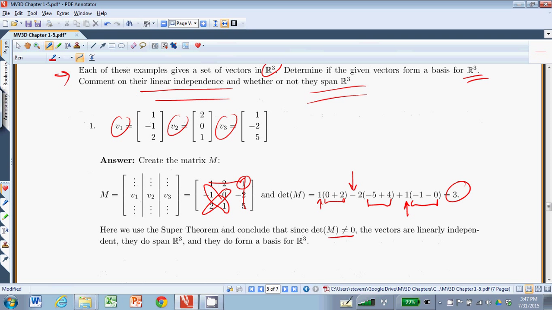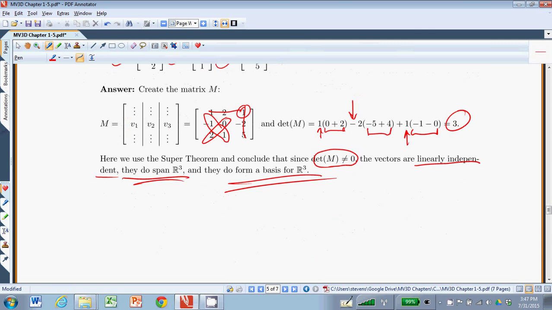Most importantly, that determinant is not 0, so the vectors are linearly independent. They do span R3, and they form a basis. See how much you get? You get an awful lot for nothing there. Well, not for nothing. You do have to figure out that determinant.